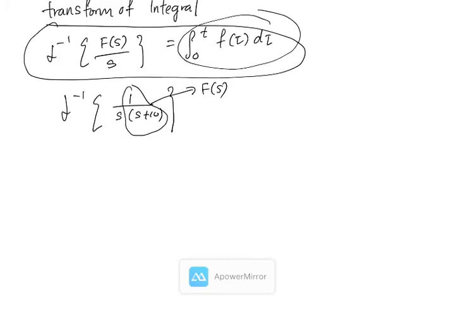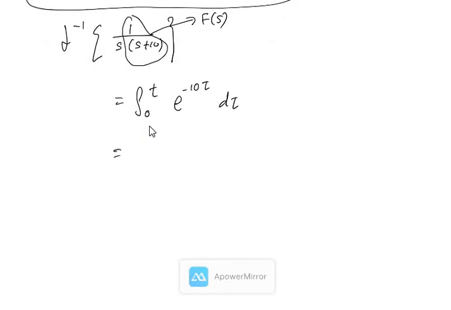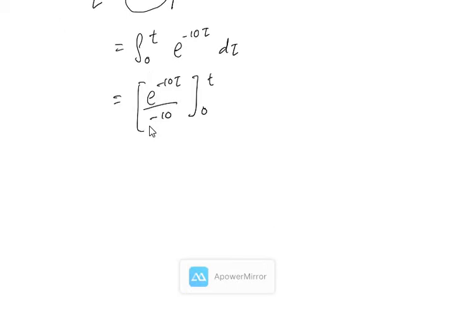So that is equal to the integration from 0 to t. F(s), okay, f(tau) means that this is the F(s). So the inverse Laplace transform of 1 over s plus 10 is equal to exponent minus 10 tau d tau. So you integrate exponent negative 10 tau, you get exponent negative 10 tau divided by negative 10, the integration from 0 to t.